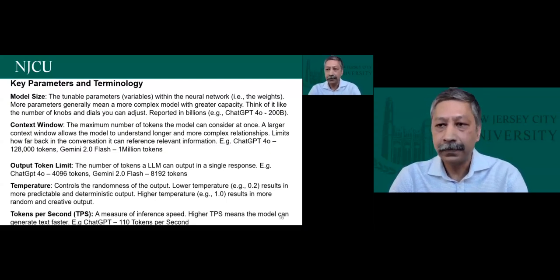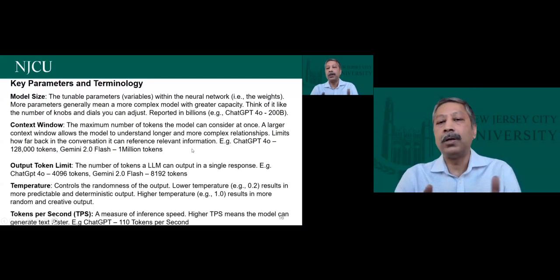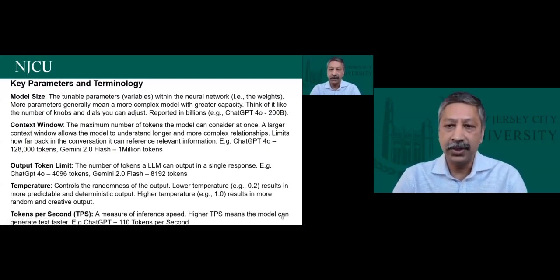That's starting to change with models like DeepSeek, which you heard in the news, that's actually doing more with less. The other terminology here is the context window, which is the maximum number of tokens that the model can process at once. A large context window allows the model to understand more complex relationships.